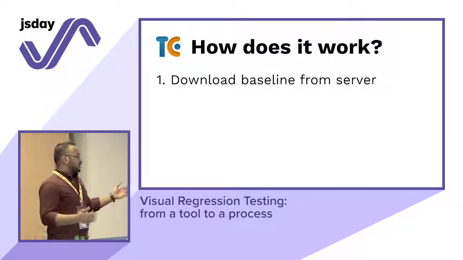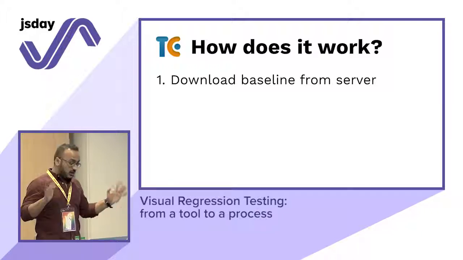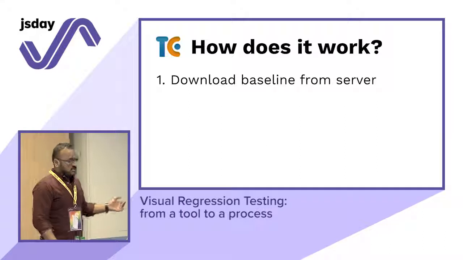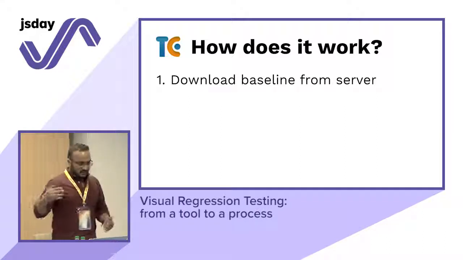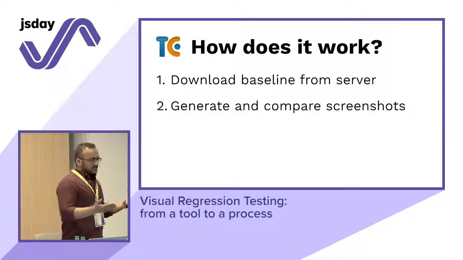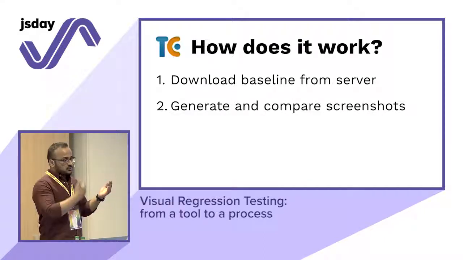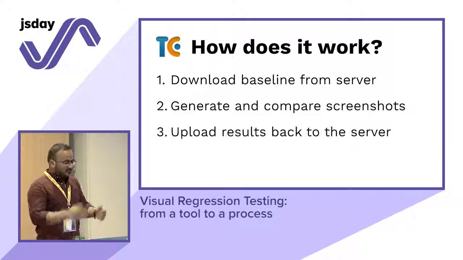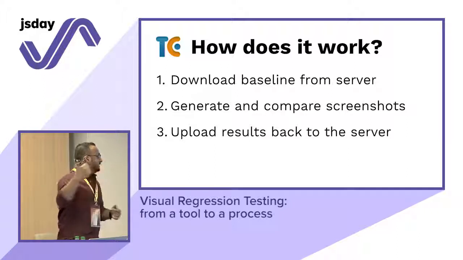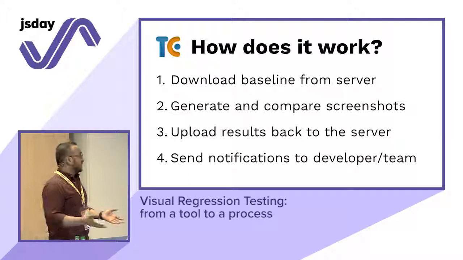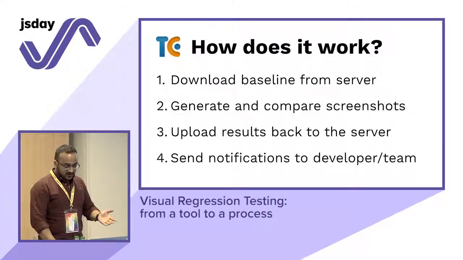So how does it work? I'm going to give you a very brief overview of how it works in general, and then I'll try and explain a bit more later down the line. We download our baseline from a server where it's hosted. We generate and compare screenshots. What it means is that we use PhantomCSS to go through our application screens one by one. We take the screenshots, compare against the baseline, and see the results. We upload the results back to the server where they can be browsed, and we send notifications to the developers and the teams.